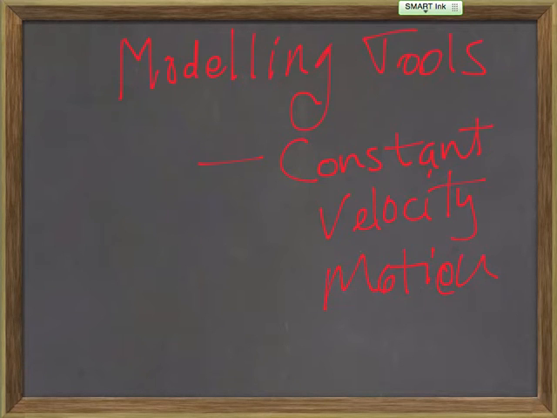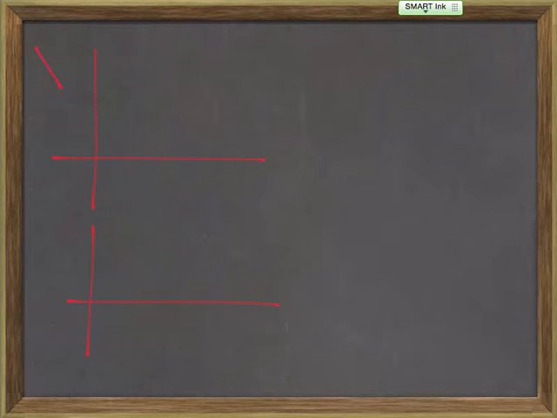Oh, that looks ugly. Try to do better on that one. There we go. So, first thing that comes to mind is we use graphs. And we use a position graph, which is where you are at different moments in time. And we use a velocity graph, which is how you're moving at different moments in time.